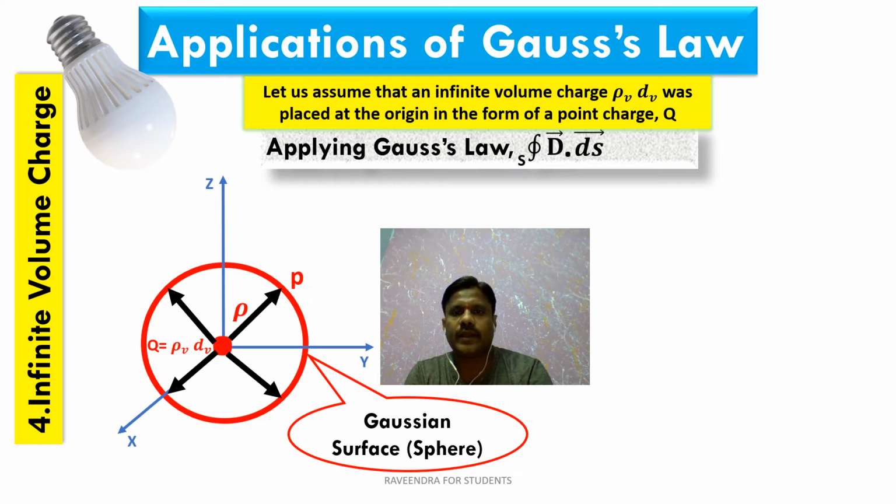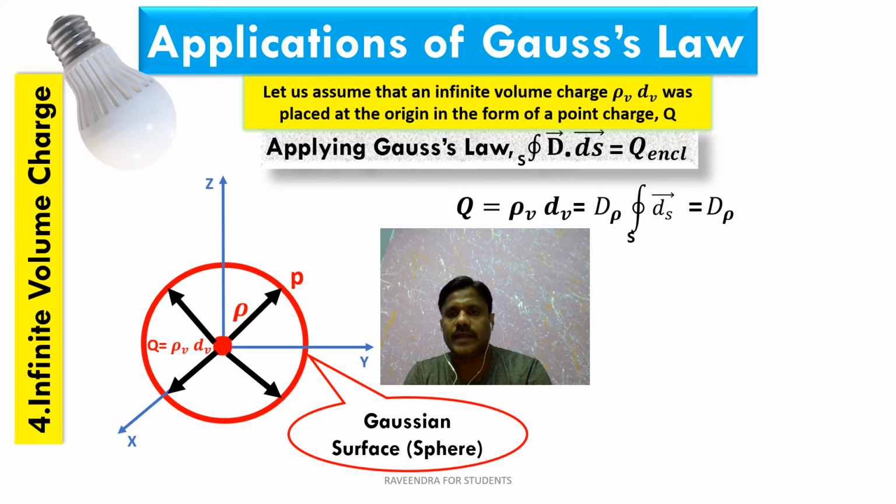So that is closed integral over S D bar dot dS bar, which should be equal to the total charge enclosed, Q enclosed. So for this infinite volume charge, which we have assumed as rho_v dv, which is also in the form of a point charge, that should be equal to D_rho in the rho direction, and what is remaining, closed integral over S dS bar. Don't evaluate the integral since we are using Gauss law. Therefore closed integral over S dS bar is nothing but the surface area of the sphere having a radius of rho.